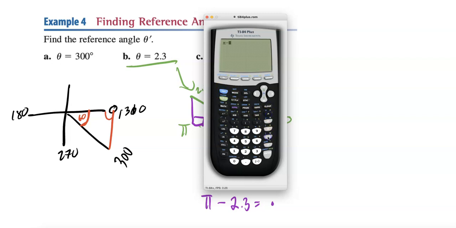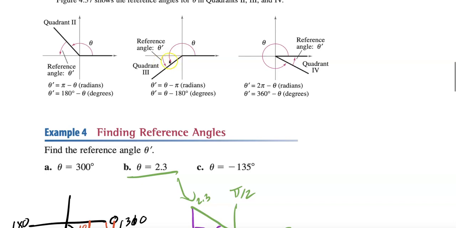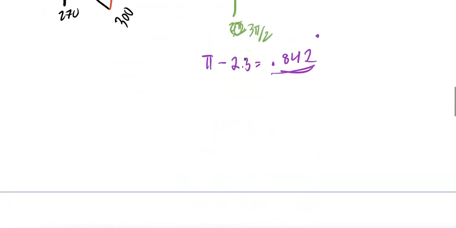Pi minus 2.3. Reference angle should always be positive, so if you're not sure, just subtract and make it positive. Reference angle should always be positive. It's always a positive value, because it's a distance. And it'll be the same thing with that one, so I'm going to skip that one.